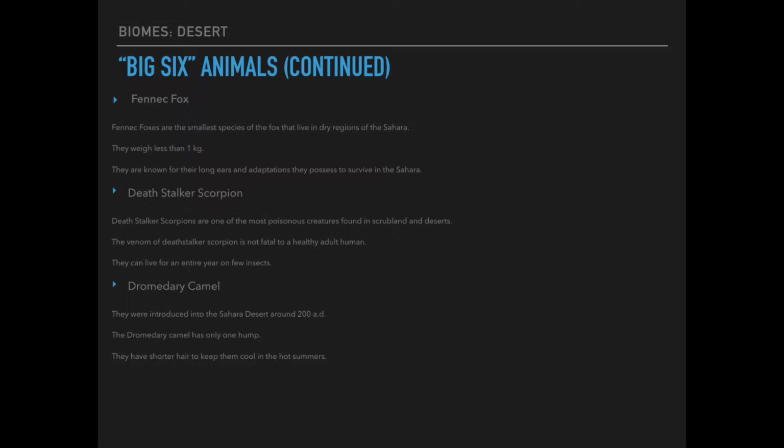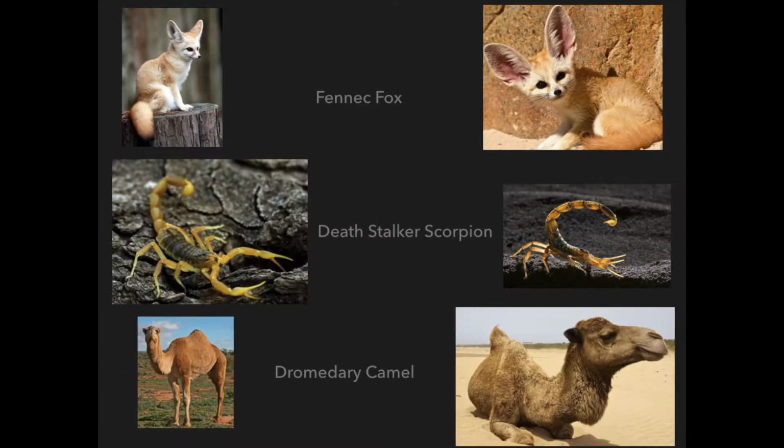The last one is the dromedary camel. They were introduced into the Sahara Desert around 200 AD. They have only one hump, and they have shorter hair to keep them cool in the hot summers. And here are pictures of the fennec fox, death stalker scorpion, and dromedary camel.